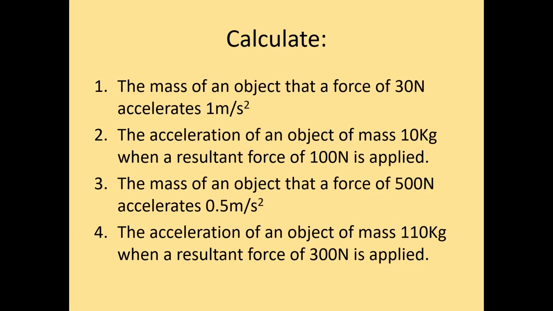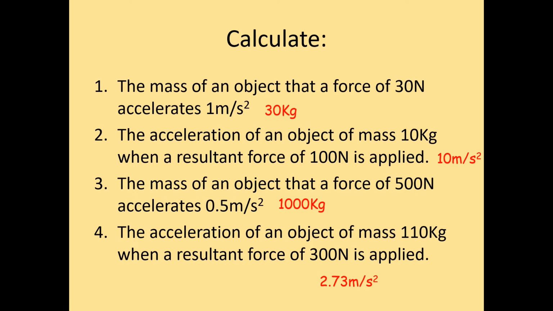All right, same again then. Here are 4 questions this time. Jot them down on a piece of paper and answer those questions, and I'll see you when you're done. Okay, welcome back. So the mass of an object that a force of 30 newtons accelerates at 1 meter per second squared. We rearrange the force equals mass times acceleration equation to get the mass. So we know that's force divided by acceleration. 30 divided by 1 is just 30, so it's 30 kilograms.